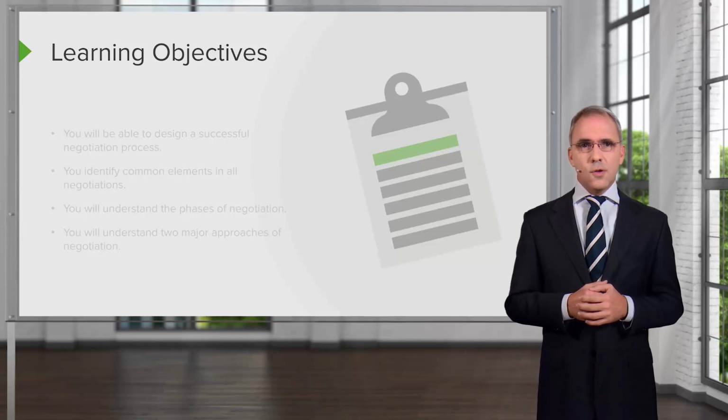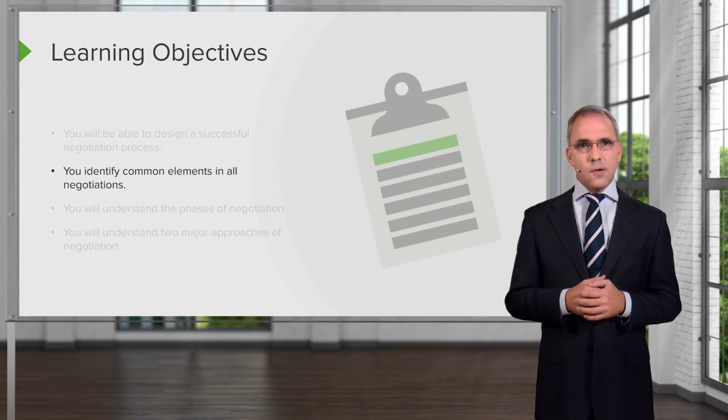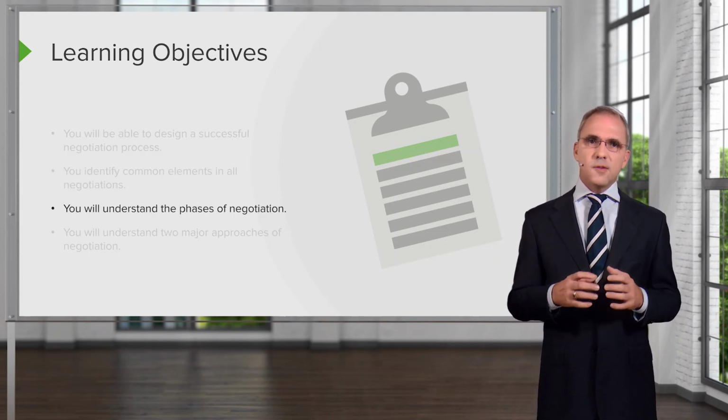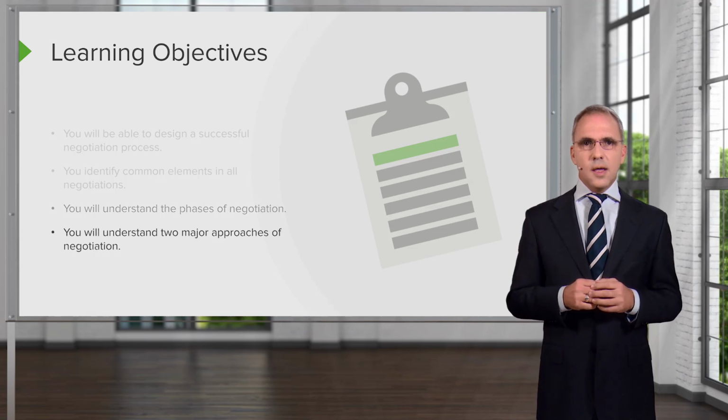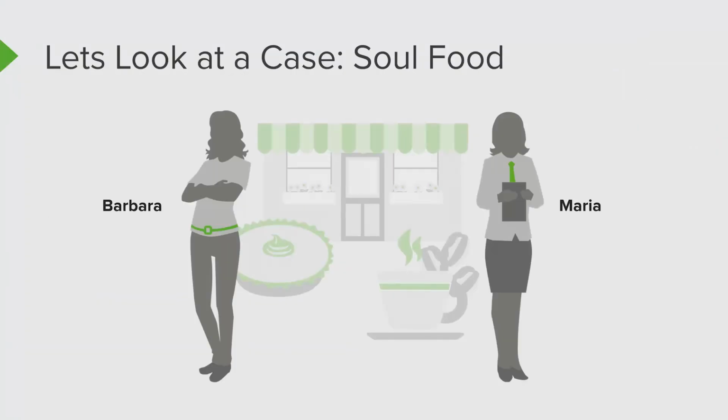In this lecture, we're going to talk about how you design a negotiation process. We're going to identify some common elements in the negotiation. We're going to look at different phases in the negotiation, and then we're going to learn 2 major approaches to negotiation. In order to frame this lecture, I would like to start with a short case called Soul Food.